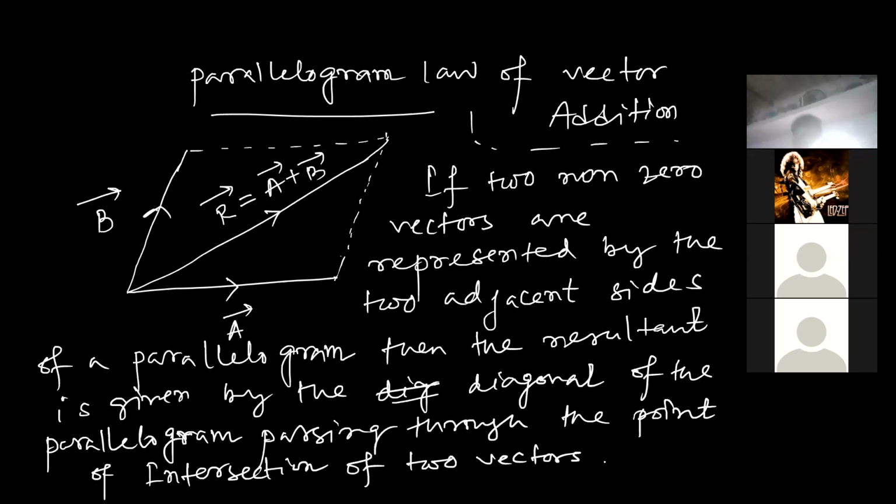That is, two non-zero vectors are represented by the two adjacent sides of the parallelogram. Then the resultant is given by the diagonal of the parallelogram passing through the point of intersection of two vectors. Okay. So the law is clear now, how we can explain the parallelogram law of vector addition.